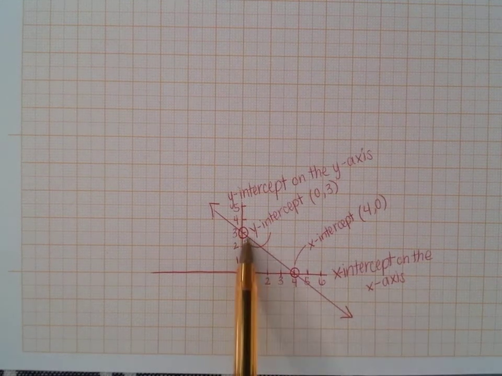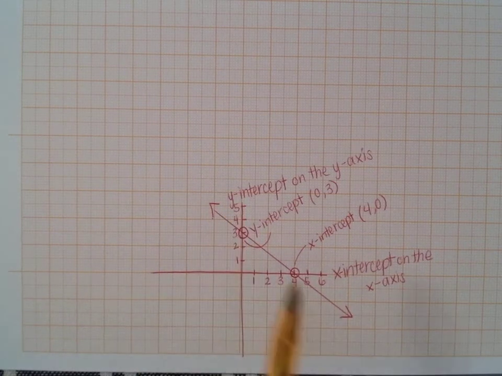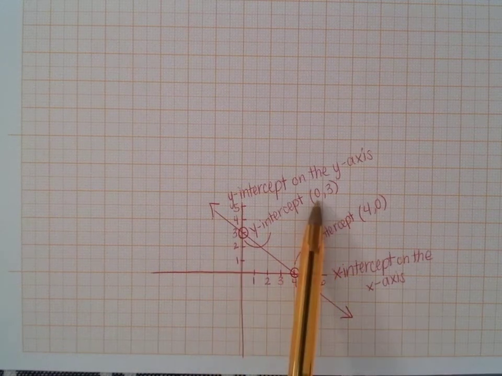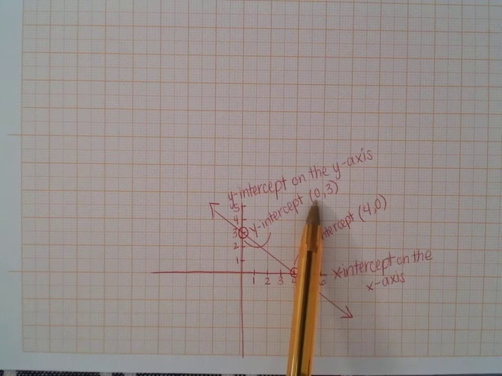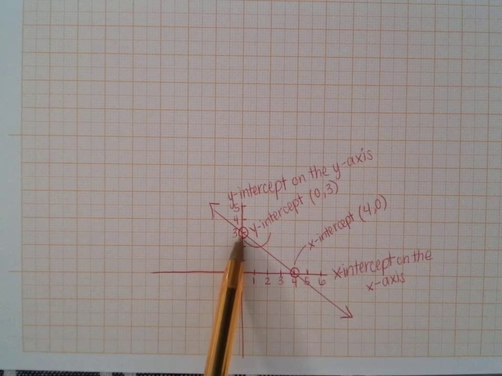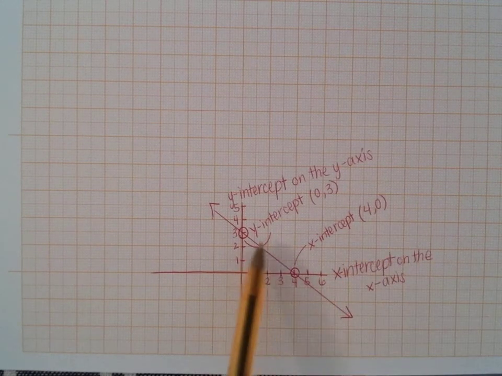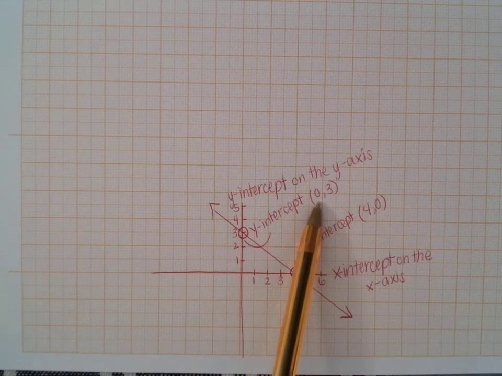The y-intercept is the part at which the line crosses the y-axis. So you can see that on the y-axis, x always has a value of 0, and then the y value is the value where it crosses that axis. So x-intercept, y is always 0. Y-intercept, x is always 0.